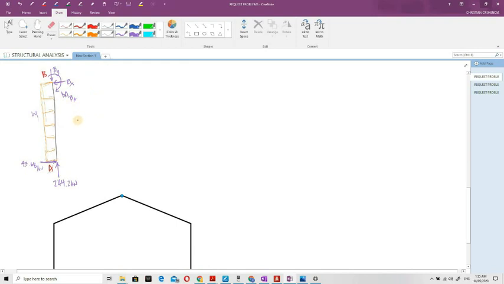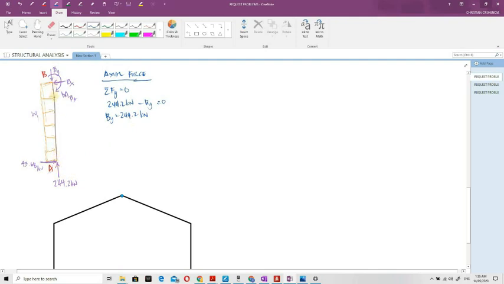So actual force, kukunin natin yung actual force muna. Okay, so yung actual force natin, vertically member natin, so all we have to do is take the summation of forces along Y. So equilibrium pa rin, equal to 0. So we have 244.2 kilonewton minus DY is 0, then DY is 244.2 kilonewton.